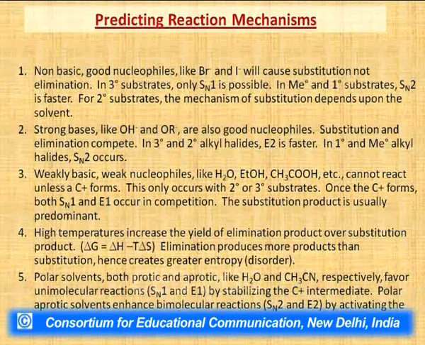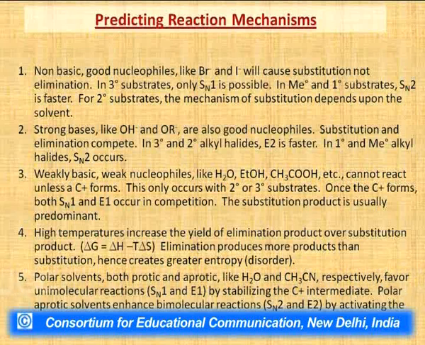Weak bases and weak nucleophiles like water, ethanol, acetic acid, etc. cannot react unless a carbocation forms. This only occurs with 2 degree or 3 degree substrates. Once the carbocation forms, both SN1 and E1 occur in competition. The substitution product is usually predominant.